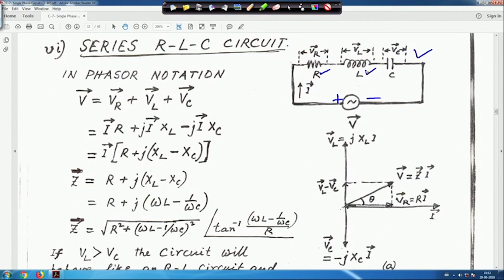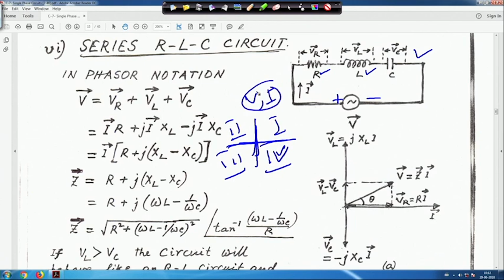Now, one thing I will tell you: voltage and current, in an AC circuit, the phasor is a rotating vector. So the angle of the voltage can be in the first quadrant, second quadrant, third quadrant, or fourth quadrant. The angle of the voltage and current can be anywhere because a phasor is a rotating vector.